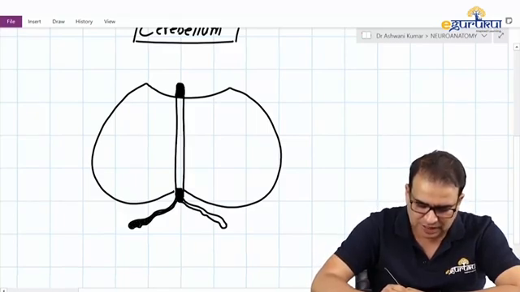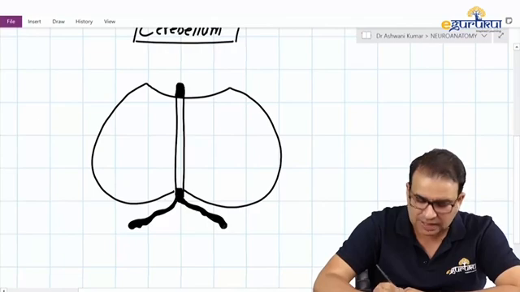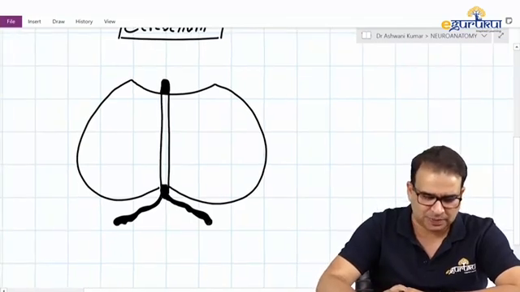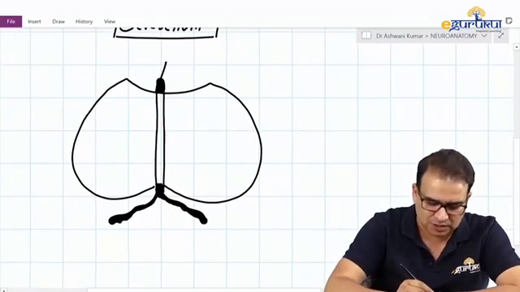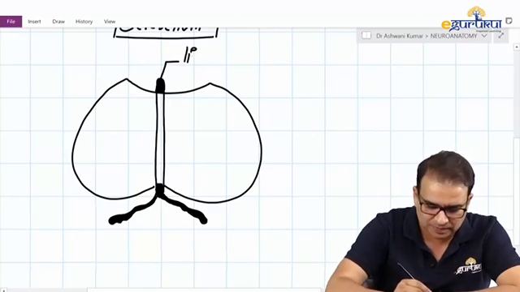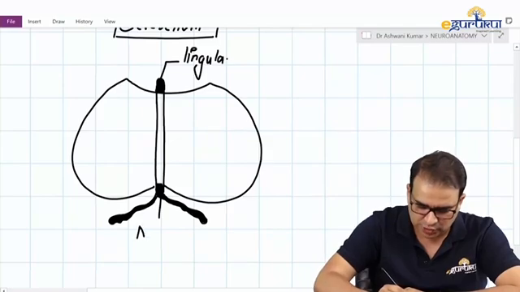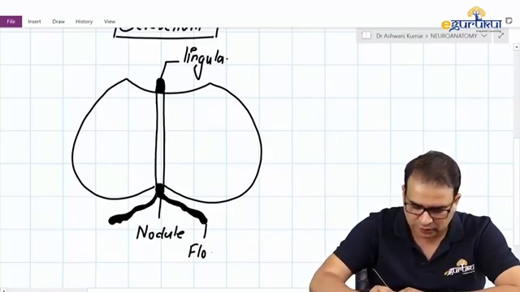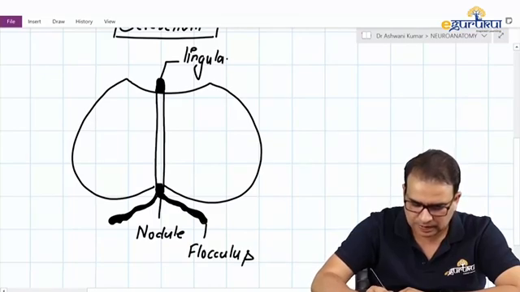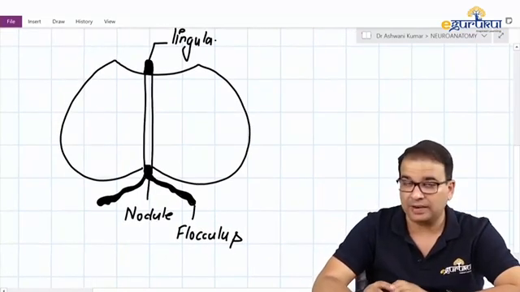Now this is the part of the cerebellum I was talking about, which is the oldest from the evolutionary history point of view, and this portion is what you call the archaeocerebellum. We'll write this classification also separately. I just wanted to write these names as of now. This part of the vermis is called lingula. This here is nodule, and this is what you call the flocculus. That is flocculus. Lingula, nodule, and flocculus.